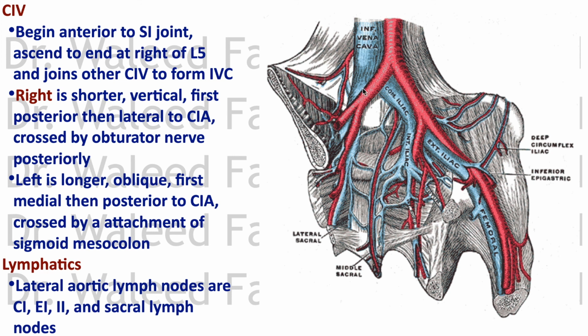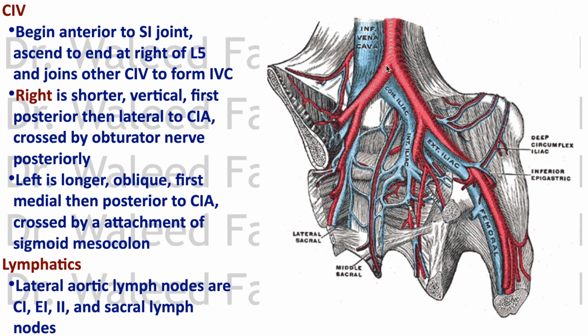The right is shorter, vertical, and first posterior then lateral to the common iliac artery, crossed by the obturator nerve posteriorly. The left is longer, oblique, first medial then posterior to the common iliac artery, and is crossed by the attachment of the sigmoid colon.